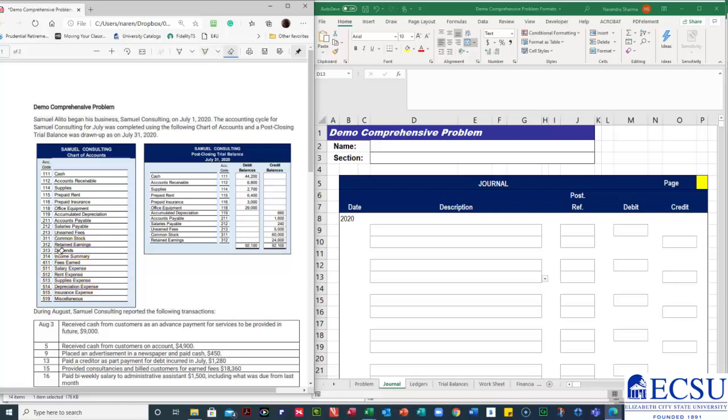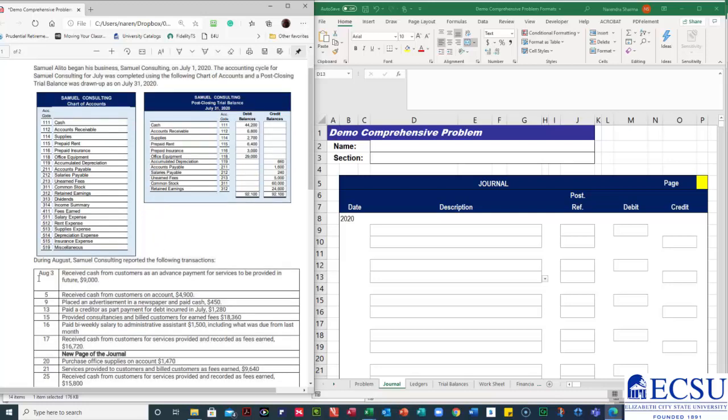Now, the next thing that we're going to talk about is that a post closing trial balance was drawn up on July 31st, 2020. So, this is the post closing trial balance that you were given. Okay, so now what is the significance of the post closing trial balance? This was the trial balance which was prepared at the end of last month. So, if it was prepared at the end of last month, that is going to be our beginning balance. That is something that you have to understand about the information.